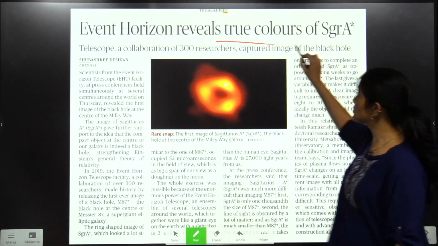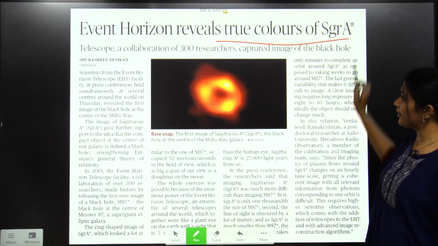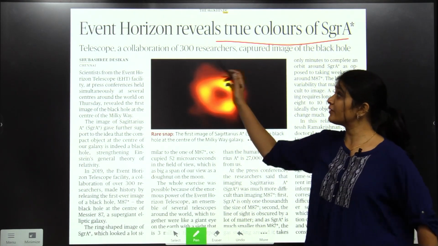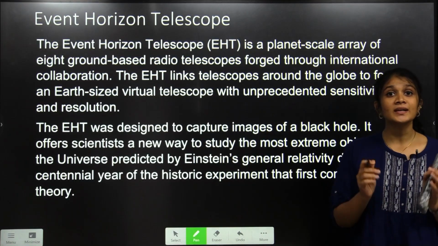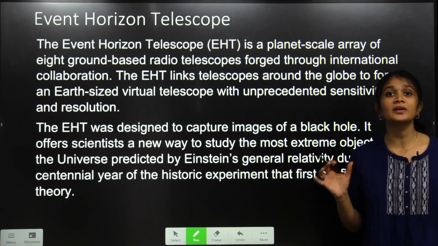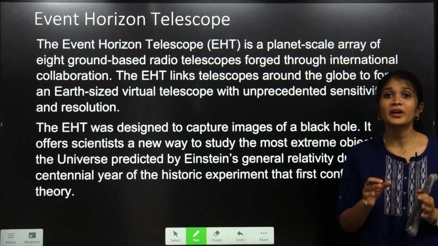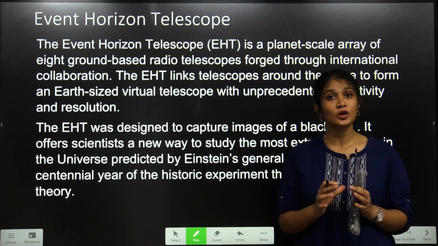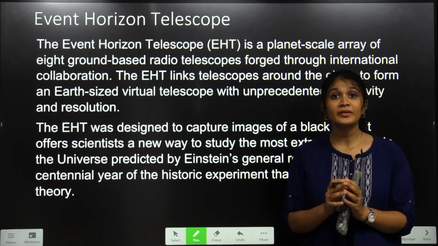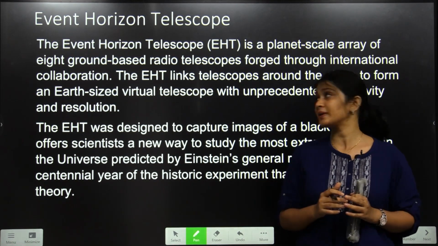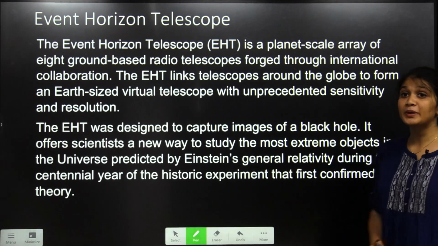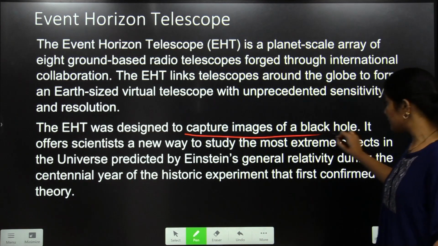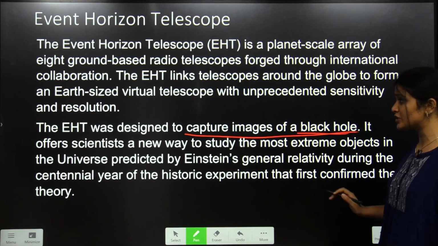Event Horizon reveals true colors of Sgr A*. Let us go back to the basics. Let us learn what Event Horizon is. Event Horizon is basically a conglomerate of 30 telescopes which are based on the ground. Meaning these telescopes will cover the entire globe and look at it with an extremely high resolution perspective. This is a collaboration between 13 institutions. This is designed to capture images of black holes in particular.